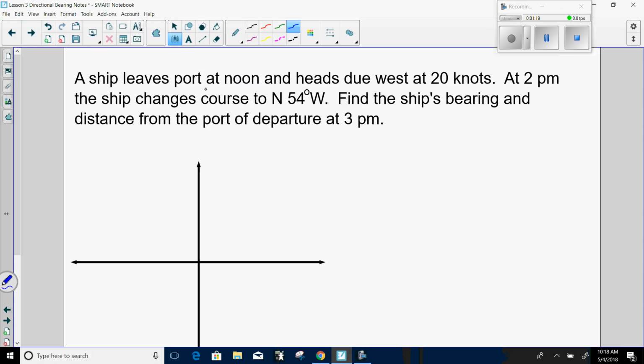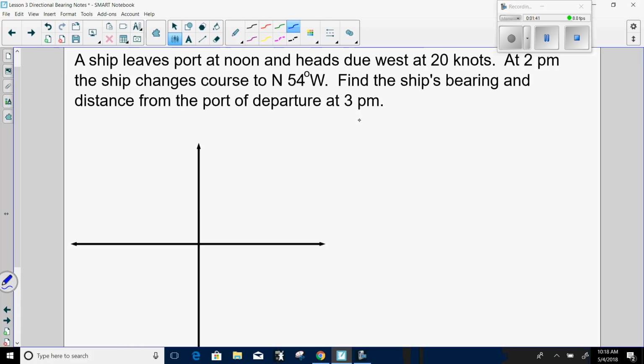Okay, it says a ship leaves port at noon and heads due west at 20 knots. 20 knots is a speed, like miles per hour; knots is nautical miles per hour. At 2 p.m., the ship changes course to north 54 degrees west. Find the ship's bearings and distance from the port at 3 p.m. So the ship leaves port at noon and heads west. We head west in this direction for 2 hours because it says at 2 it changes course.